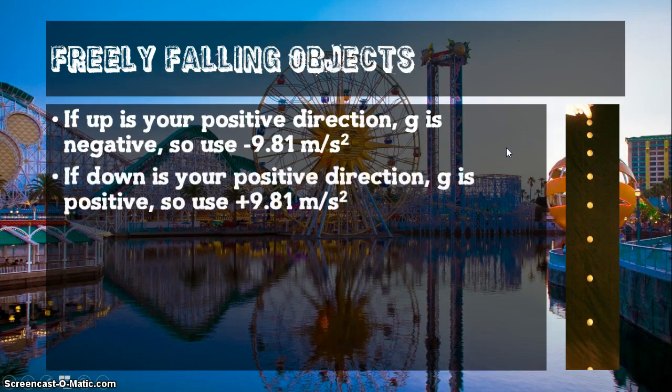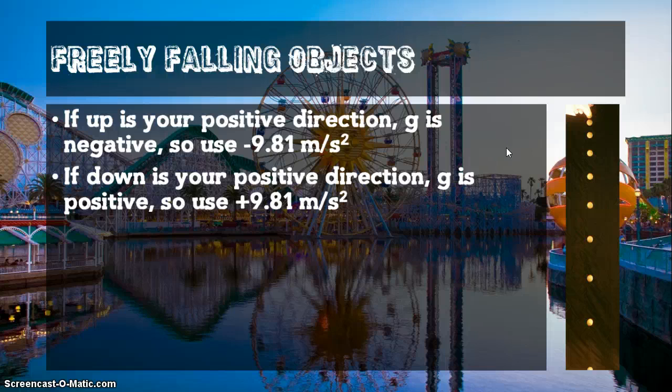Now, what's very important is that when you're solving problems involving free fall acceleration, you want to make sure you're defining your axes appropriately. If you call up the positive direction, then your acceleration is going downward because it's speeding up as it goes down. So if up is your positive, your 9.81 meters per second squared must be negative.